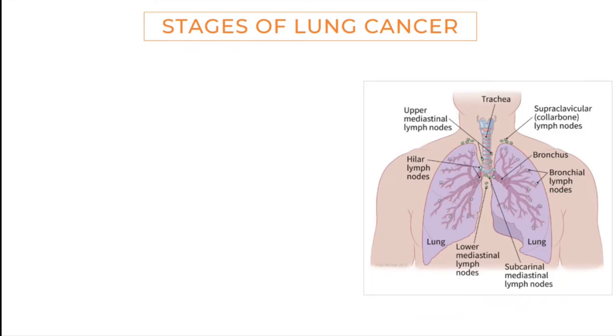So the different stages of lung cancer. This is a picture of lungs and the associated lymph nodes. As you can see, the lymph nodes are these green structures. They look like little beads or beans that we all have from the neck all the way down to the groin.